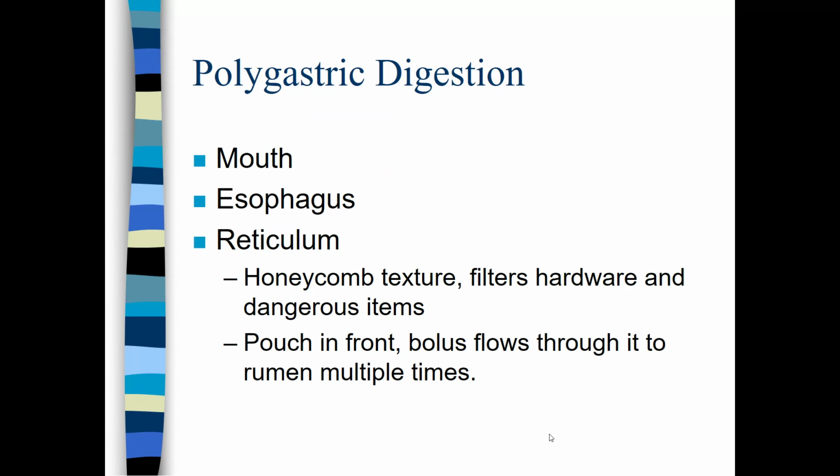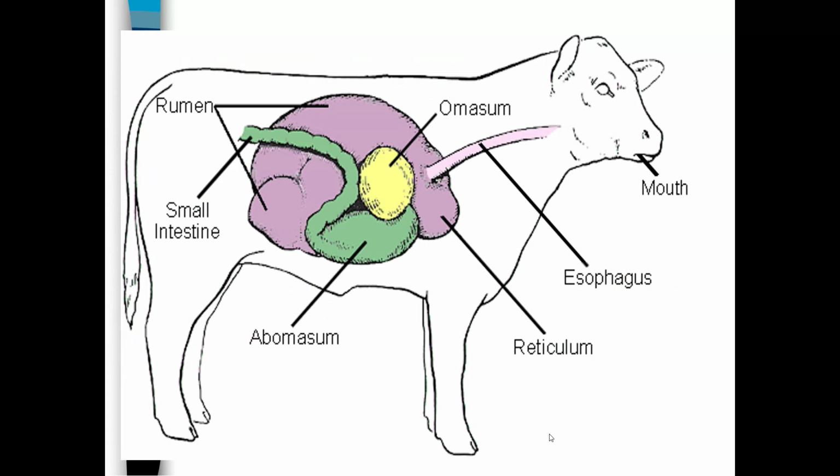Polygastric digestion begins very similarly to monogastric. So we start with the mouth. The teeth are prehension tools, break things down. It goes down the esophagus. Remember the vacuum hose of the little muscles that contract in order. And as it is dumped down into the stomach, it goes over and allows anything that needs to fall into the reticulum. The reticulum is the front compartment of the rumen.